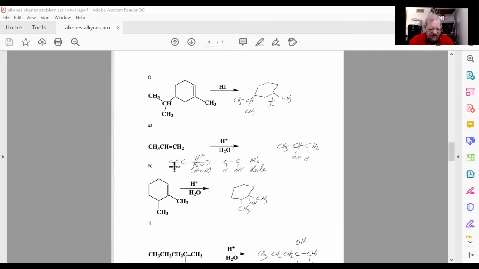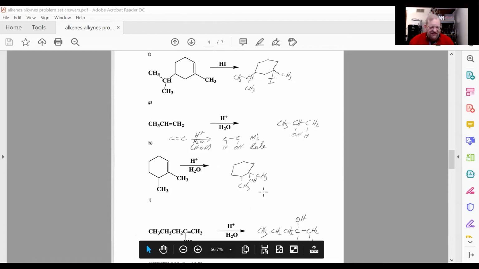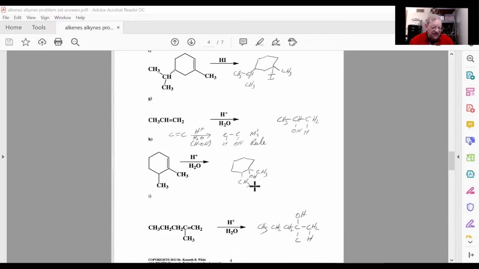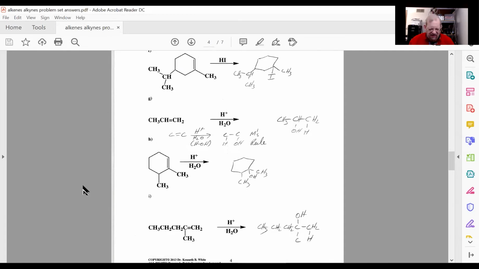And if we look at G, and let's go to I. I put a little more fancy or scary molecule. What's different here? A double bond. What are we reacting with? H plus, which is acid catalyst, and water. And the general reaction is double bond, H plus and water. Think of water as HOH.